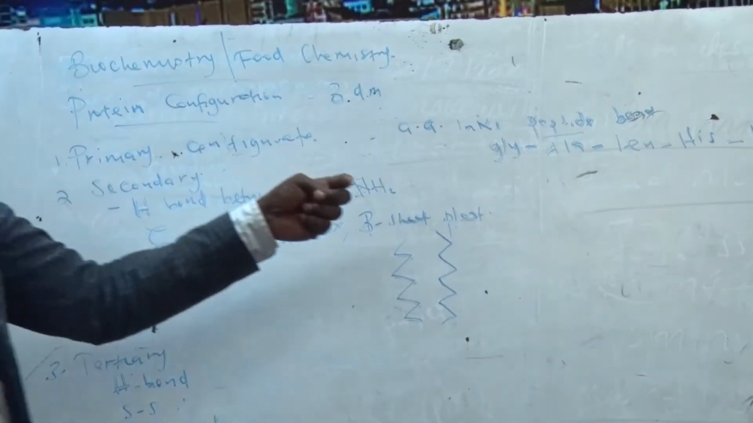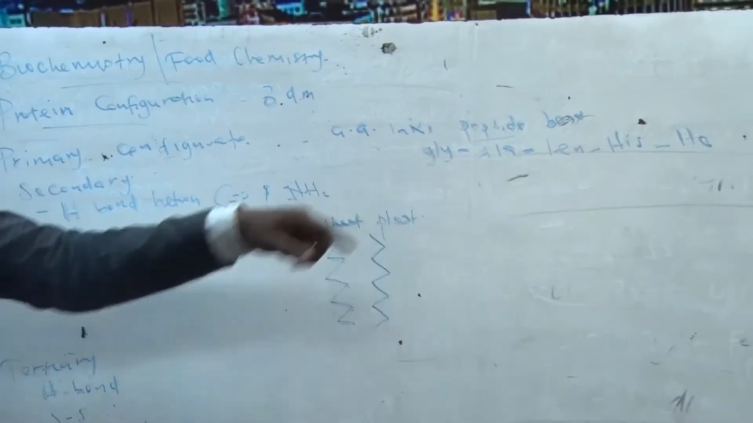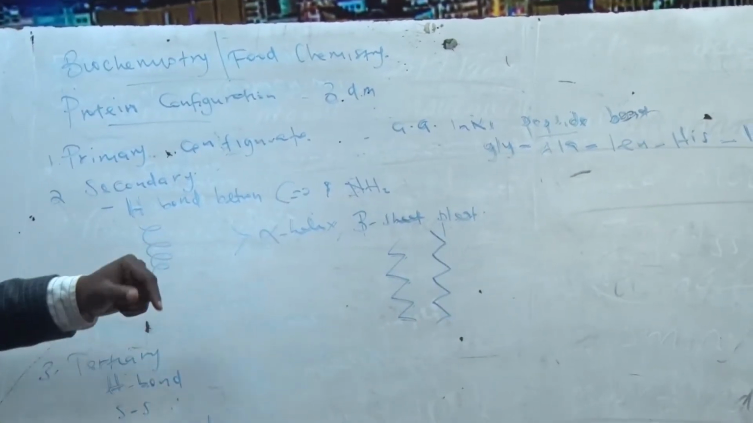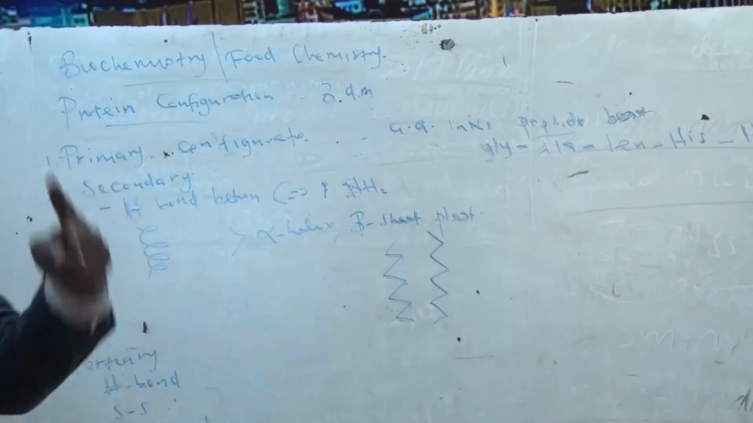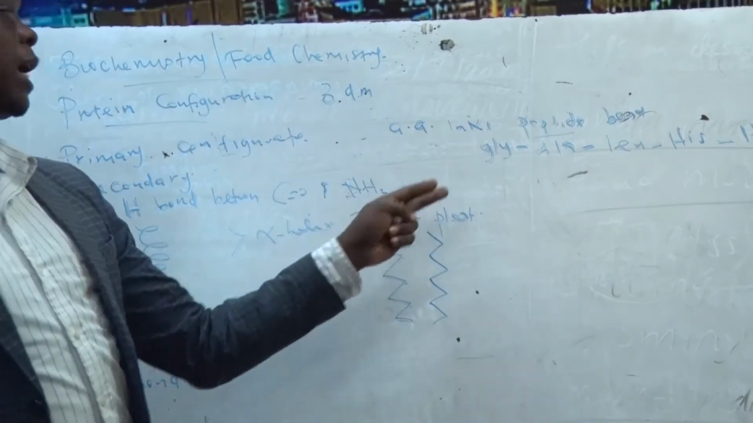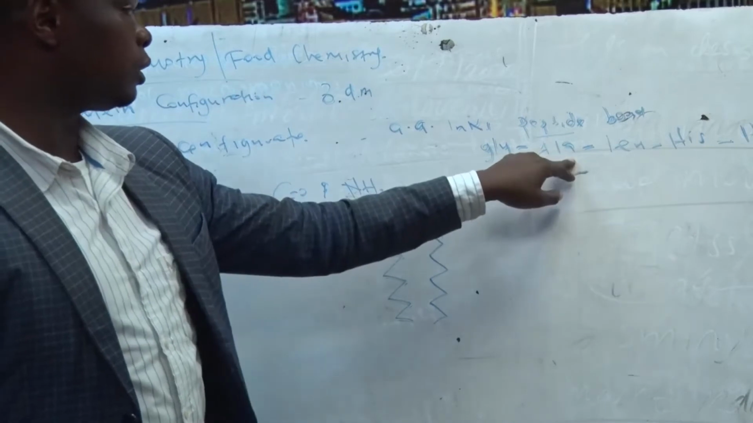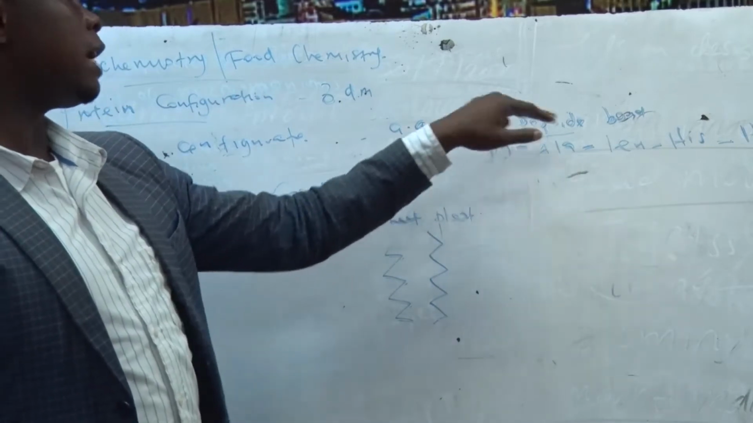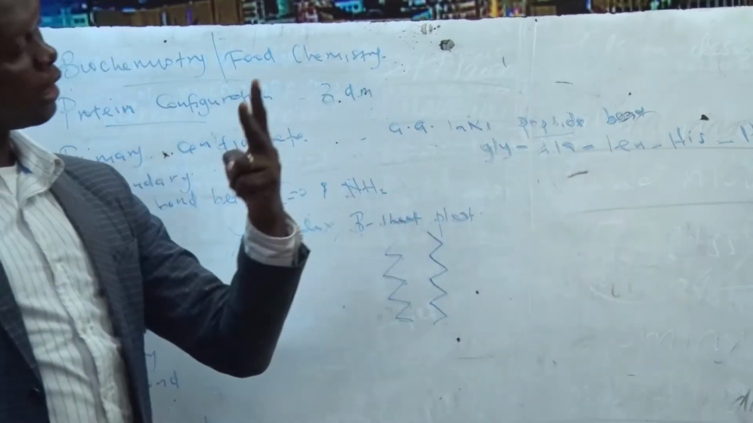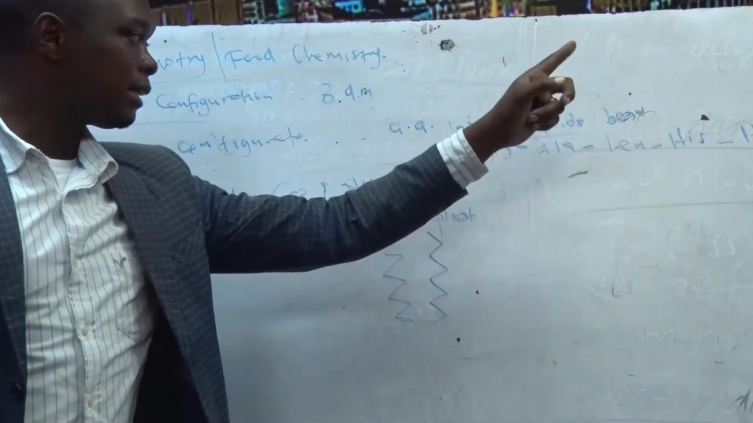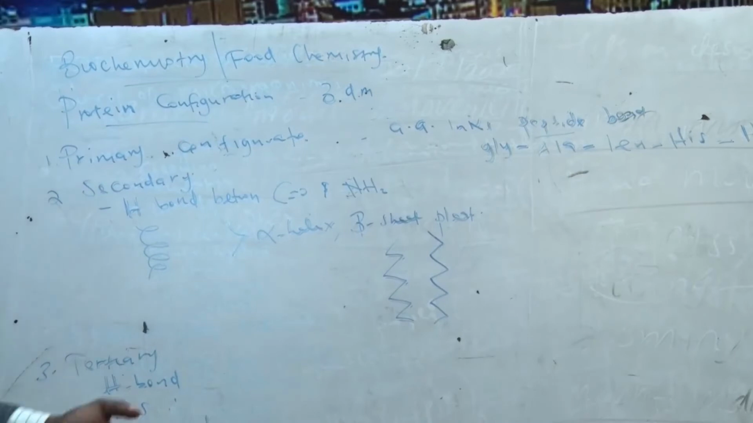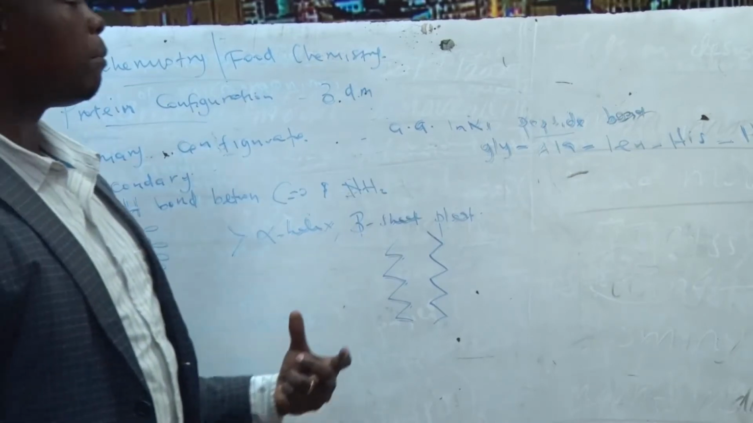Remember, when we were talking last time about the formation of the peptide bond, we mentioned that amino acids can come together. When two amino acids come together, they form what is called a dipeptide. When there are three, they form a tripeptide. When there are four, they form a tetrapeptide, and so on. When the chain is very long, they form a polypeptide.